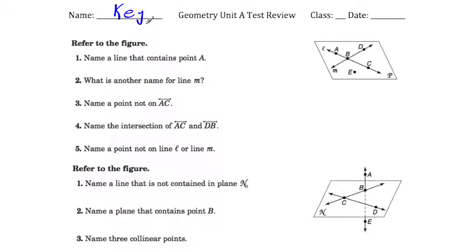So the first one here, we have this little picture off to the right, and the first question is name a line that contains point A. So point A is right there. So you can see it's this line here. Now we have a couple of answers here. This is this lowercase letter L. So we could say this is line L.